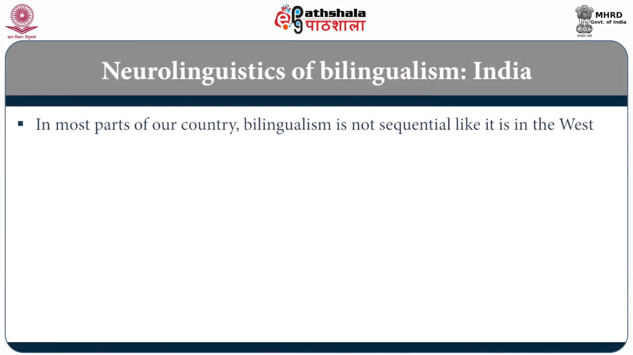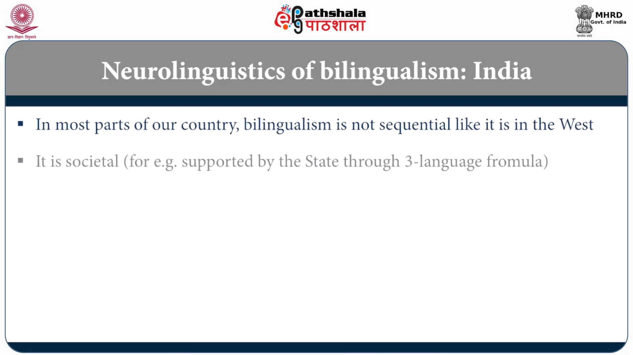Because in India, as all of you are aware, bilingualism is not sequential. It's not that all of us have one mother tongue and at the age of 15 or 20 we go and learn another language, a foreign language, in a classroom. It's not at all sequential. It is simultaneous and it is societal. It is supported by the governments, for example, the three-language formula in schools. The moment we go to school at the age of 5 or 6, we have to learn English, we learn Hindi, we learn our state language. We learn three languages. So, it is state supported.